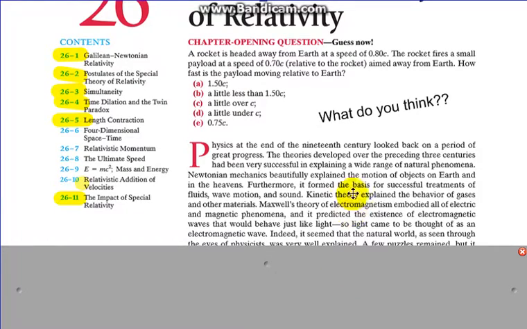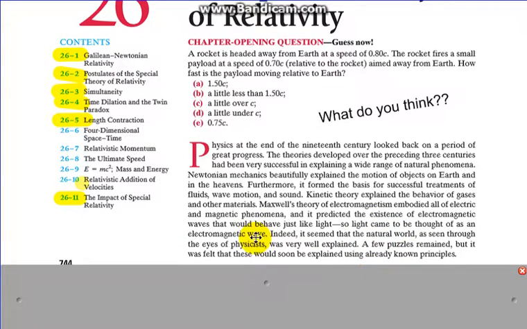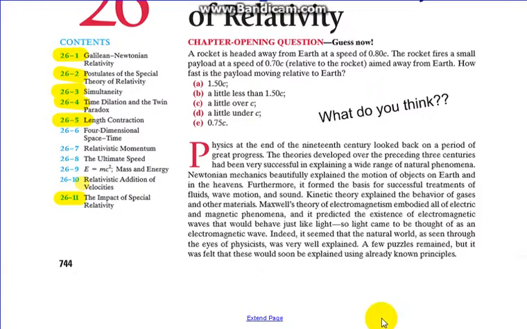Physics at the end of the 19th century looked back on a period of great progress. The theories developed over the preceding 3 centuries had been very successful in explaining a wide variety of natural phenomena. Newtonian mechanics beautifully explained the motion of objects on Earth and in the heavens. Furthermore, it formed the basis for successful treatments of fluids, wave motion, and sound, which you would have studied in Physical Science 20. Kinetic theory explained the behavior of gases and other materials. Maxwell's theories of electromagnetism embodied all of electric and magnetic phenomena, and predicted the existence of electromagnetic waves that would behave just like light. So light came to be thought of as an electromagnetic wave. Indeed, it seemed that the natural world, as seen through the eyes of a physicist, was very well explained. A few puzzles remained, but it was felt that these would soon be explained on principles we already know.